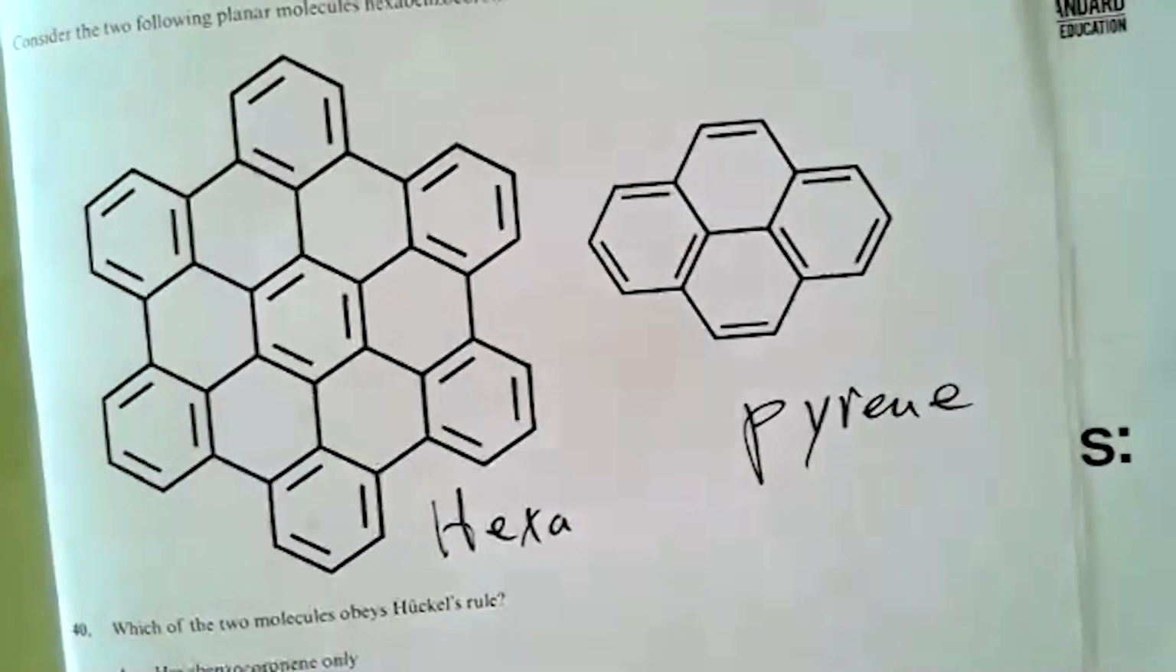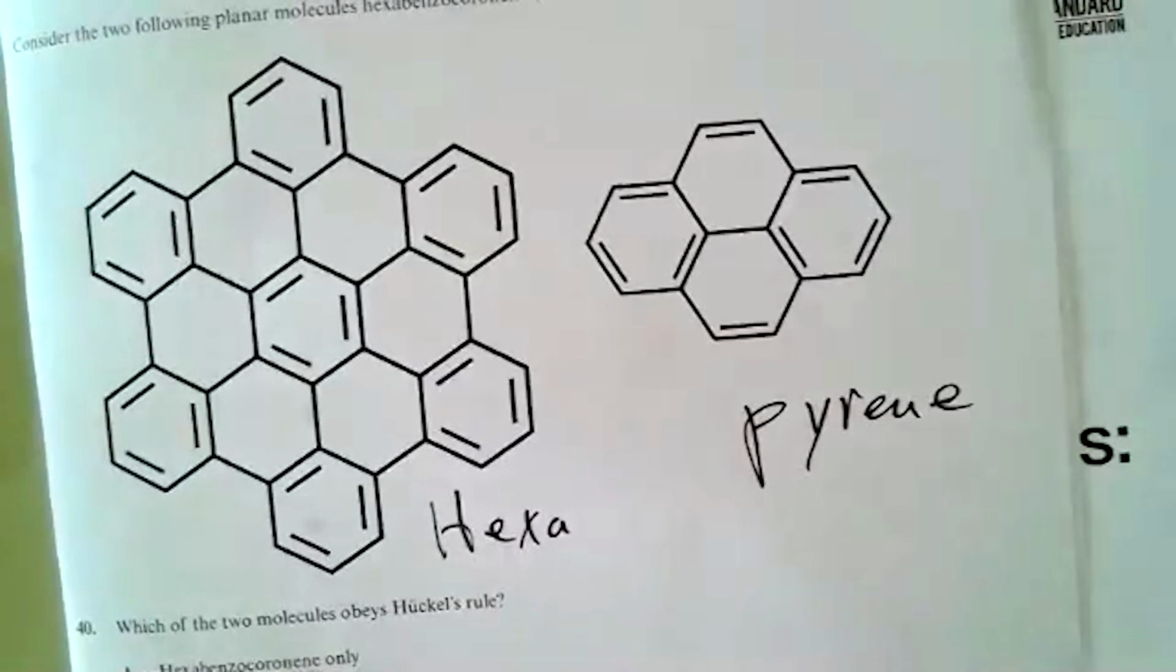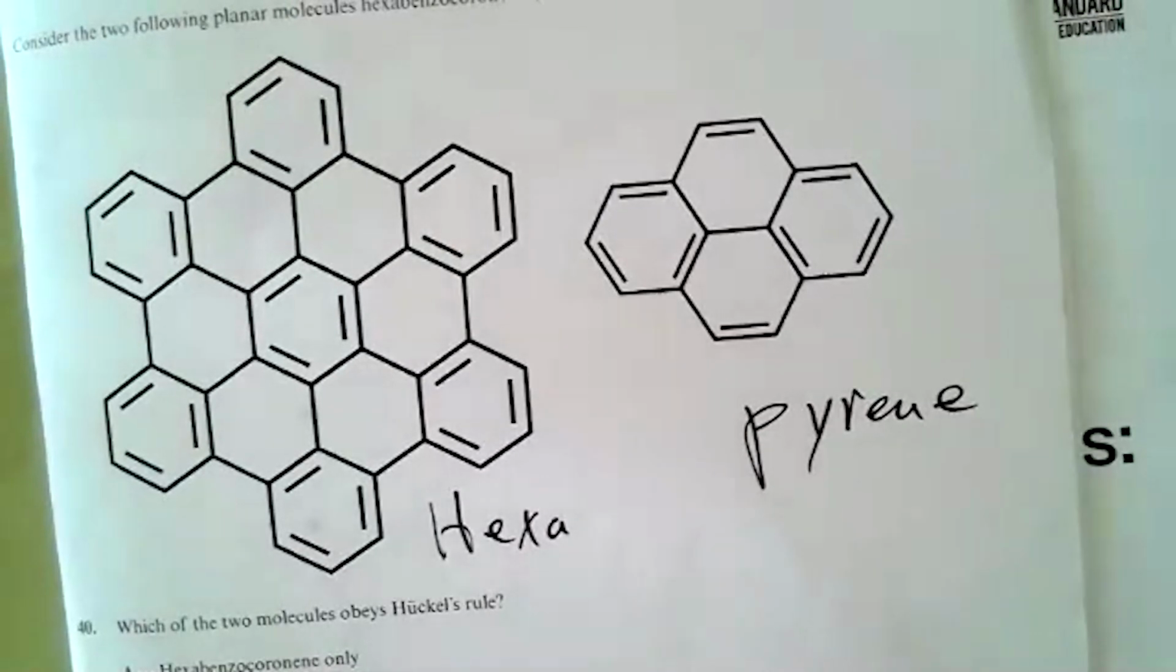Okay, so we have some A's. We have a little C, lots of A's there. Good. So we're going to start by counting up the number of pi electrons.